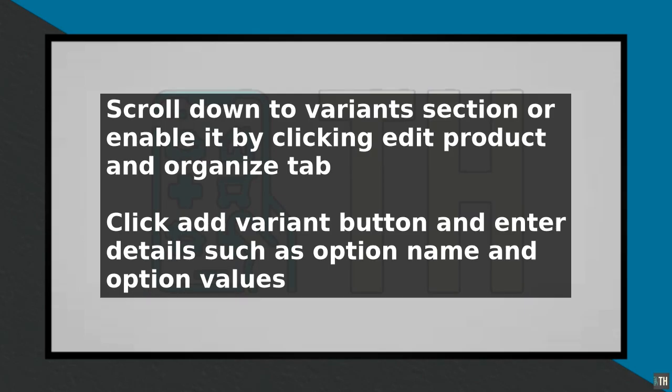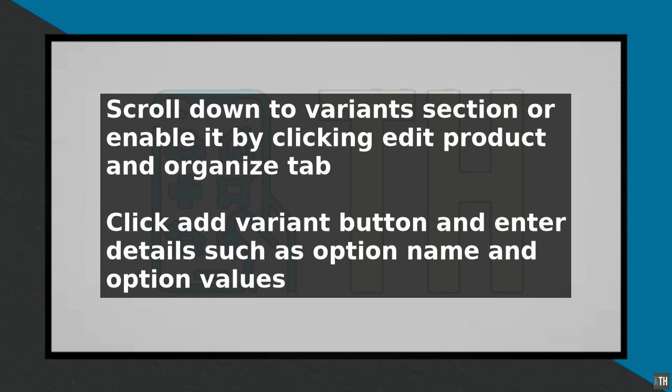Enter the details for the variant, such as the option name, for example size or color, and the option values, for example small, medium, or large. You can also set a price and SKU for each variant. You can add multiple options and values to create different combinations of variants.